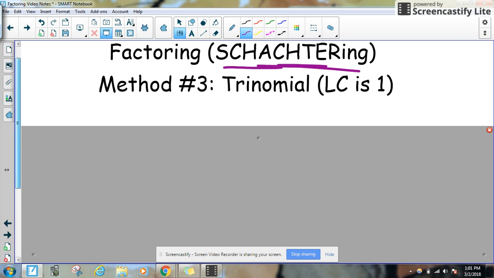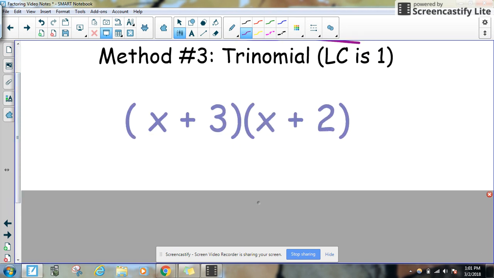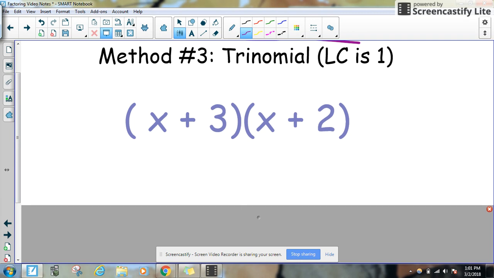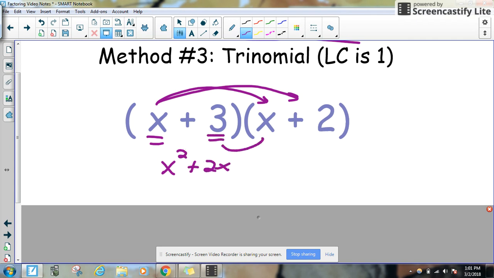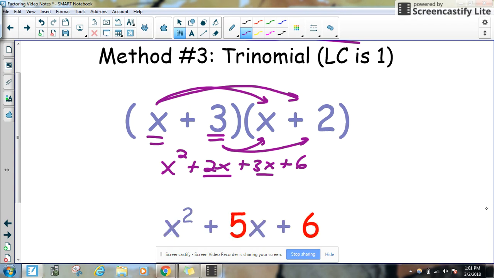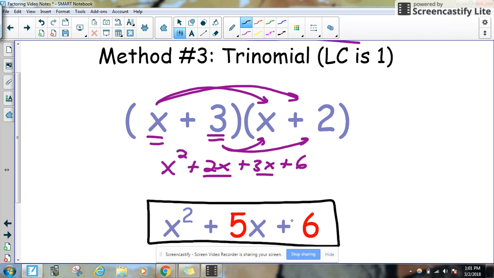In order to introduce this method to you, I want to show you an example problem, something that we did in the last unit, and that is to multiply these 2 polynomials together. So in order to do that, we simply distribute the x, and we get x times x is x squared, plus x times 2 is 2x, and then we distribute the 3, and we get plus 3x plus 6. And if we add 2x and 3x, we do get 5x, and we get an answer of x squared plus 5x plus 6.